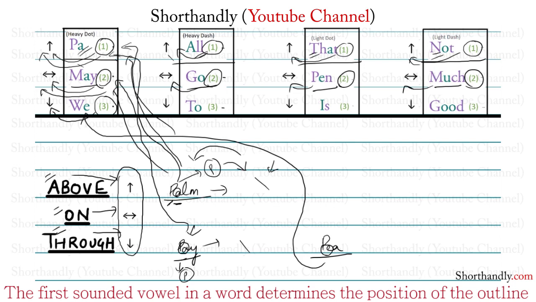Okay, and as you see, all the third place vowels like to, is, and good, they also have this sign through the line. So this simply means that whenever the first sounded vowel in any word is a third place vowel, then the outline is written in the third position, or you can say through the line. So as we have this word pea here, the first vowel sound that we are getting from this word is E, which is a third place vowel, and the first consonant is P. So we will be making our first outline P through the line like this. All right, so this is it.